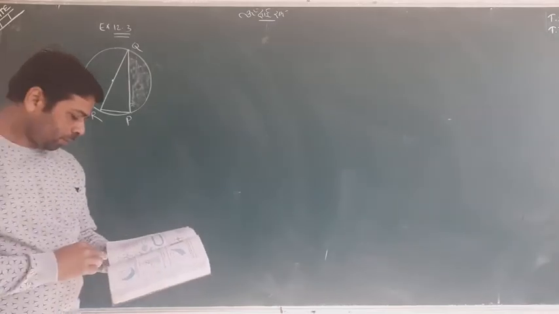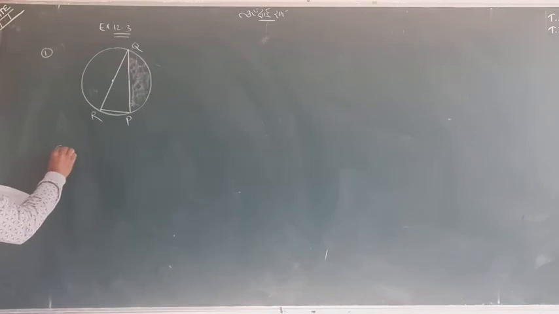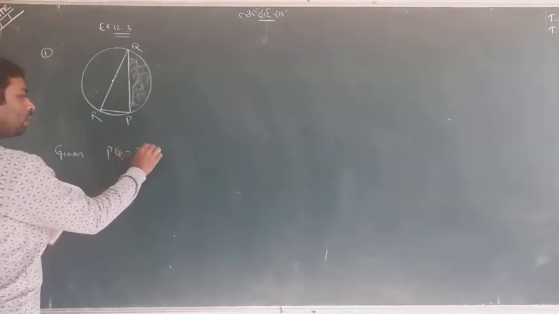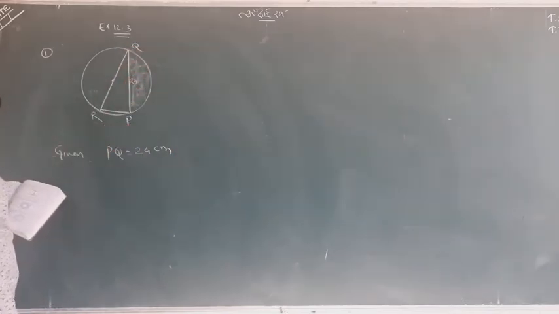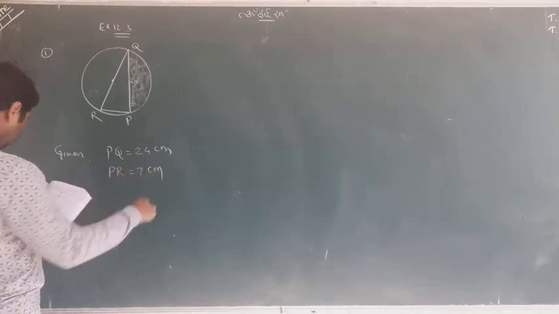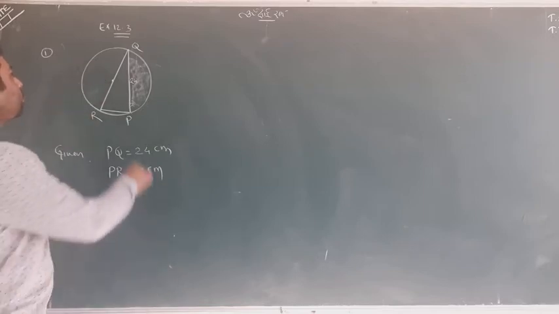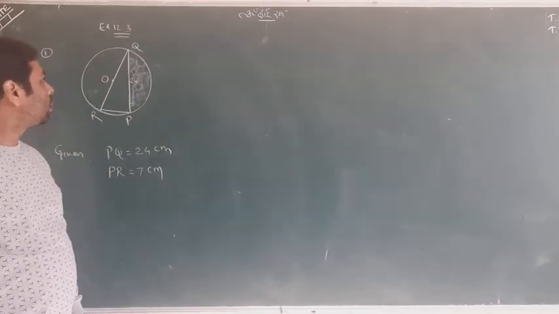The question says, find the area of the shaded region if PQ is equal to 24. Given is PQ is equal to 24 centimeter, and PR equal to 7. These two things are given only. O is the center of the circle. So let me speak something about the question.